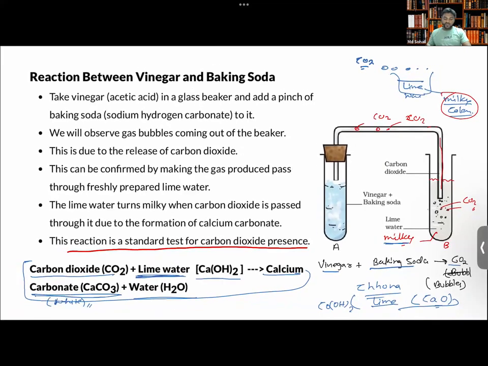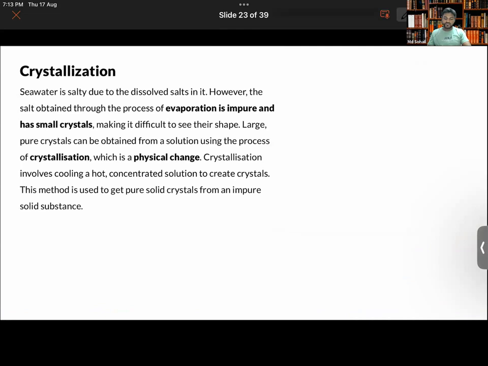Okay, now let's move on to the next thing, crystallization. So you guys tell me, is it a chemical change or a physical change? It's a physical change, because the chemical composition is the same. No new substance has formed. So how does the salt come from the seawater? It is too salty, so there are dissolved salts in it, as you guys know already.